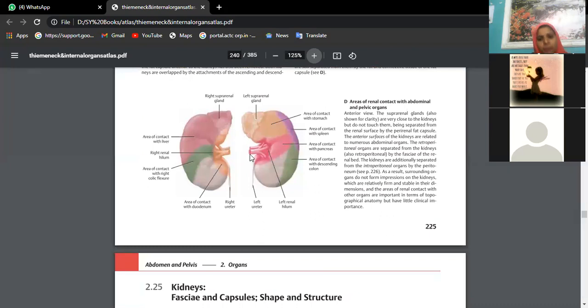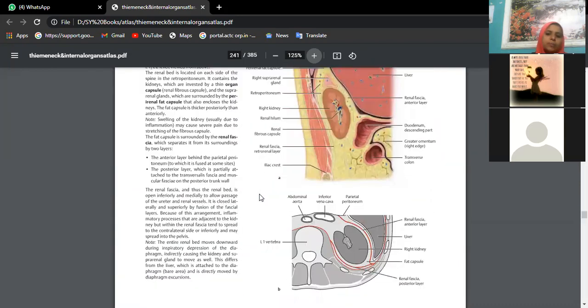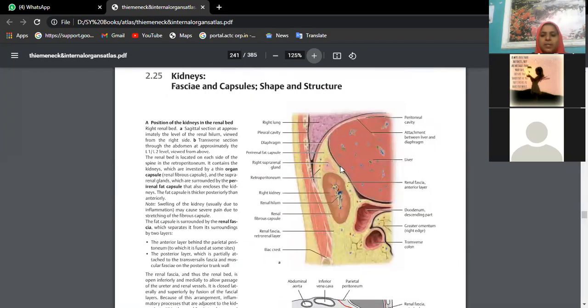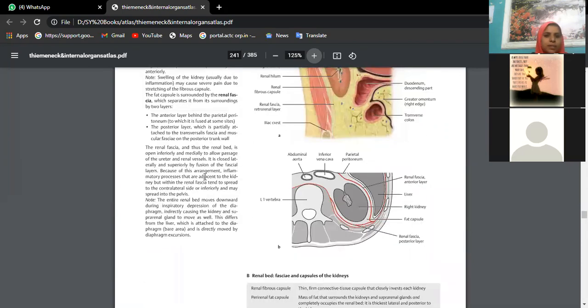Left kidney is related to stomach. This area is for spleen. This is for pancreas. Just now we saw. This is for descending colon. So posterior relations, we know it is PQT. These are the coverings of the kidney: renal fascia, pararenal fat, renal fibrous capsule, perirenal fat capsule, renal fascia. This book's Thieme Atlas I'm using because it also gives the clinical aspect.